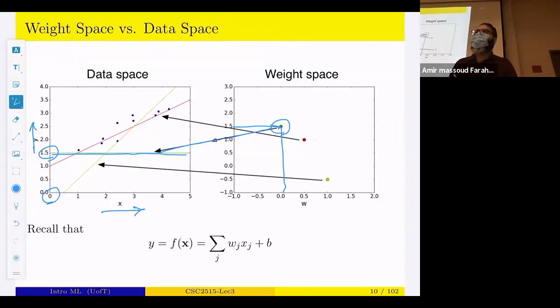So basically this visualization shows that when we change the point in the weight space, we are changing our line in the data space.